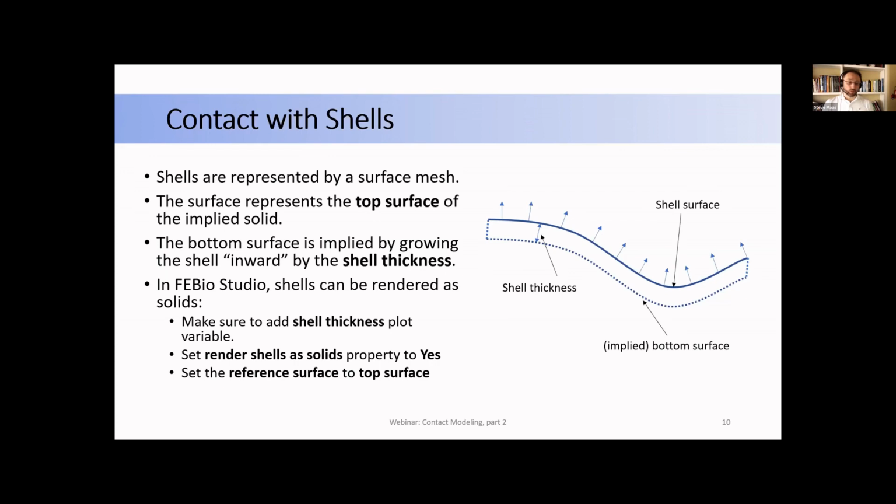So the shell surface represents the top surface, and the volume of that shell is kind of defined by growing that shell inwards by the shell thickness. So in FEBio Studio, you can actually, at least on the post side, render these shells as solids, and I'll show that in a minute, so you can see better what volume the shell actually represents. Now, because the shell surface represents the top surface, usually you don't have to do anything special when using shells in contact. There's only a few scenarios where you have to pay attention.